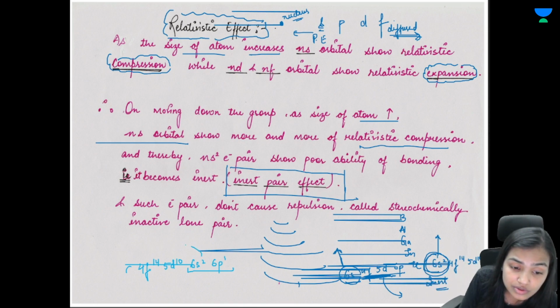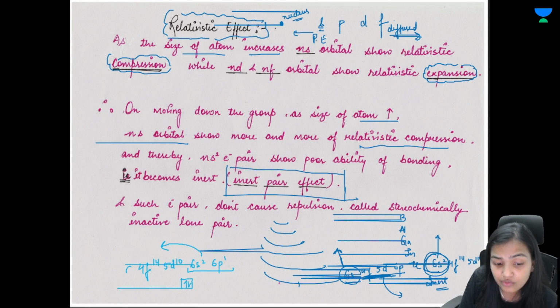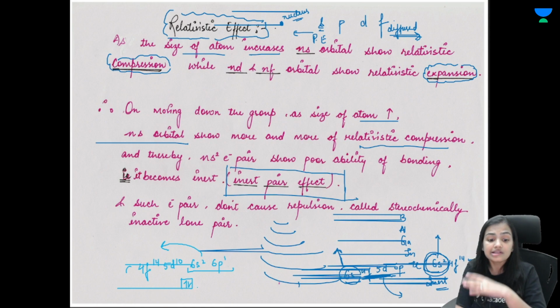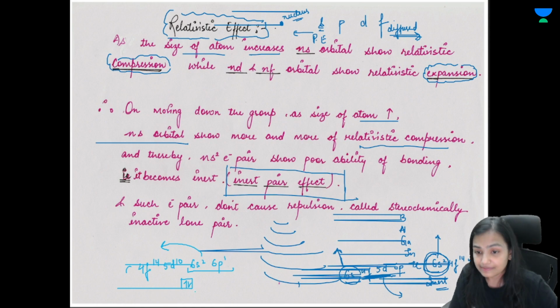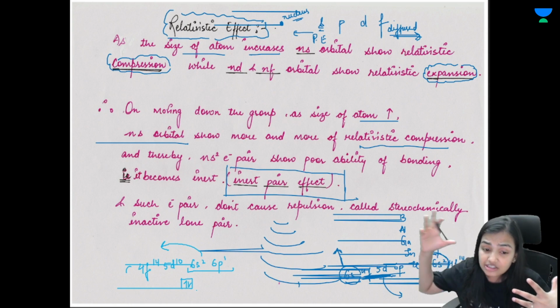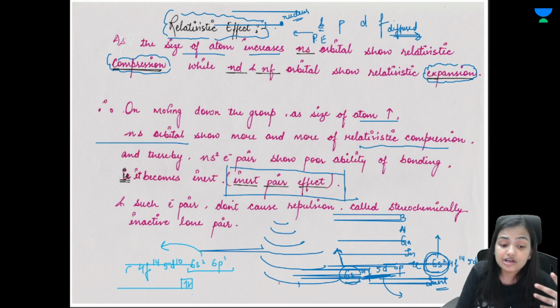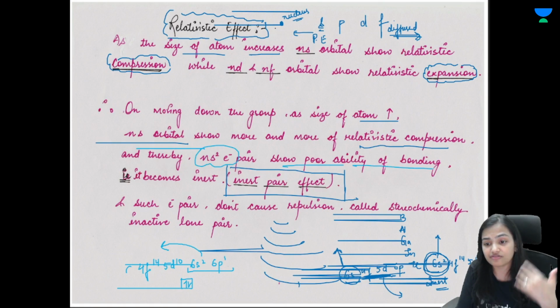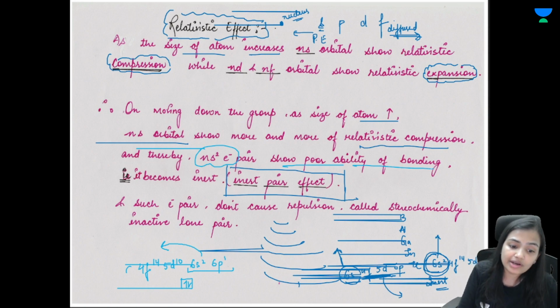So these are my last shell electrons which are loosely held by the nucleus, but as the size of the atom increases, this shows relativistic compression. Because the 6s orbital shows relativistic compression, here we have 2 electrons, but they are going more close to the nucleus, so it will be very, very difficult for these electrons to participate in the bond formation. These 2 electrons are very, very difficult to remove, or a very large amount of energy is required to remove these 2 electrons. So these ns2 electrons show poor ability of bonding. When they do not show the ability of bonding, then they will be called inert.